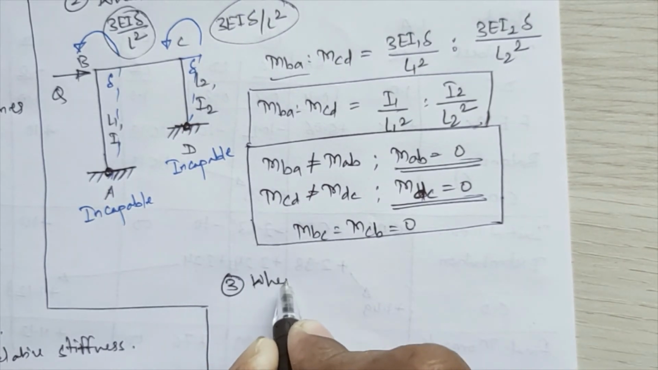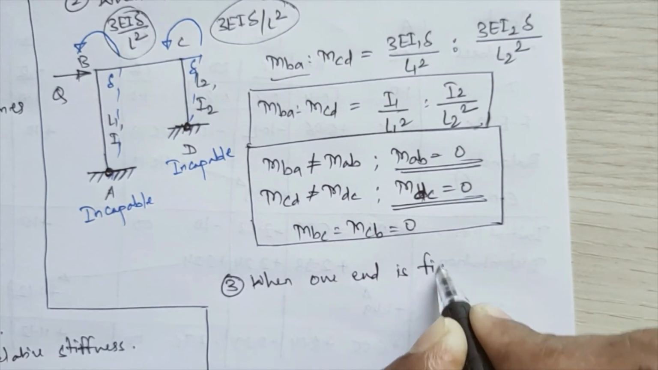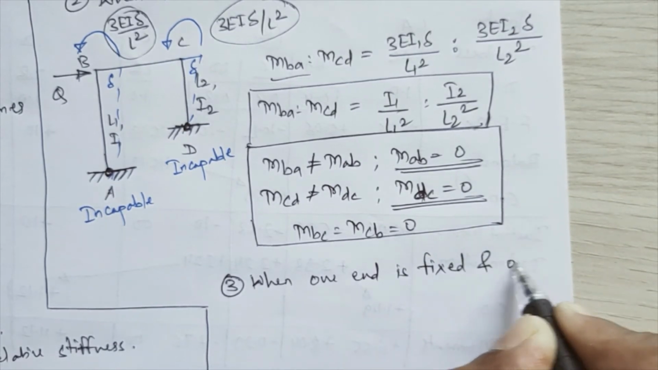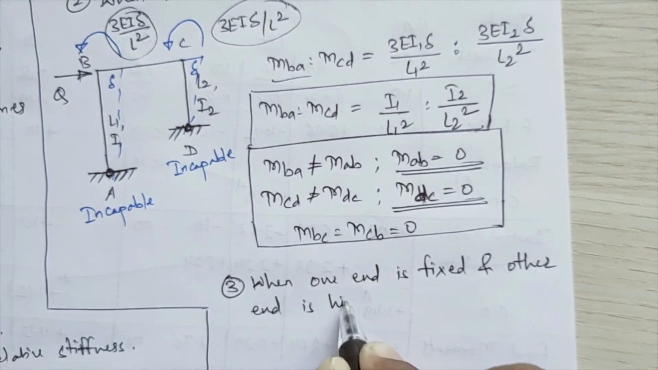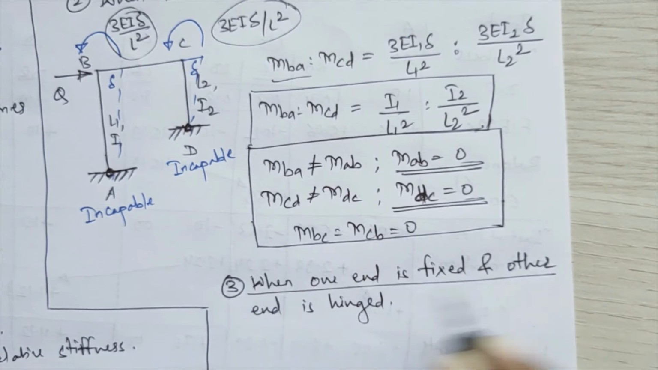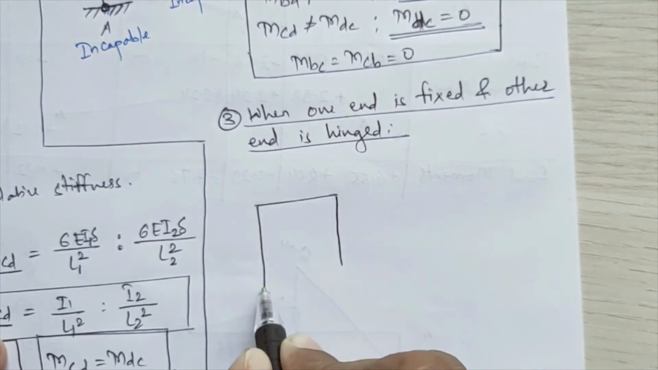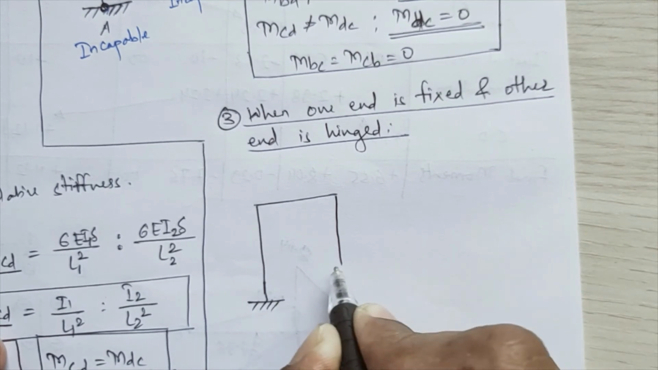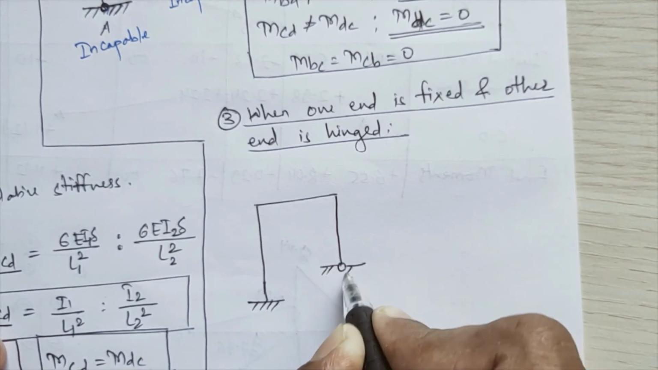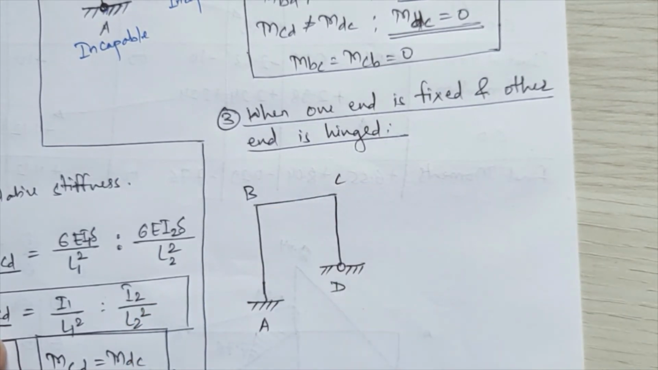That is when one end is fixed and the other end is hinged. One end is fixed and the other end is hinged. I'll draw the same diagram, just changing the support conditions. So here suppose A support is a fixed one, and at B support you are having the hinge support over there.